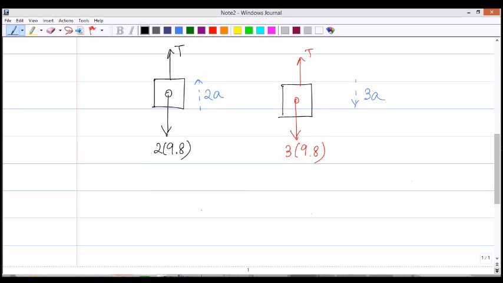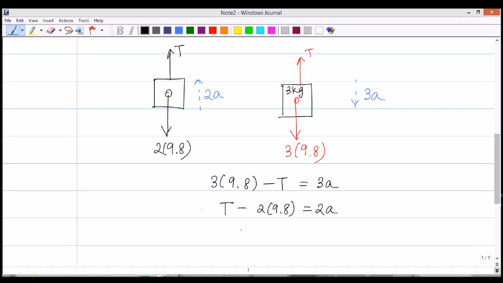Now that we have the free body diagrams, let's write down the equations for each of the blocks. Looking at the picture for the 3 kg block, we realize that the weight is clearly greater than the tension, so we can do winner minus loser. So 3 times 9.8 minus T is equal to the resultant, 3a. And similarly for the 2 kg block, the tension is what wins, and so the tension minus 2 times 9.8 is equal to 2 times a.